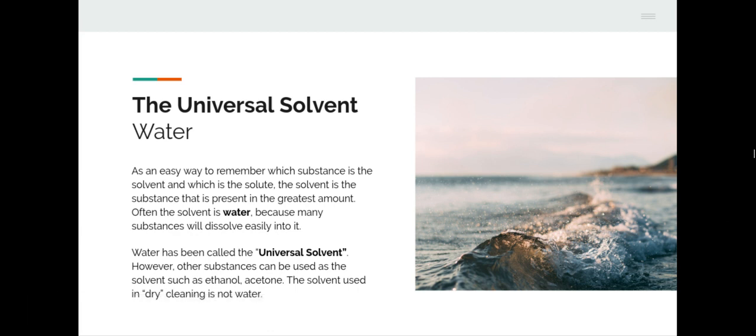Centuries ago, there were a whole bunch of scientists looking for this perfect solvent that would always dissolve everything, and they never quite came up with it. But the one that they kept using over and over and over again was water. So it's actually called the universal solvent these days. One thing that I think I mentioned before, but it's very important to remember, just an easy way to remember which substance is the solvent and which is the solute. The solvent is the substance that is present in the greatest amount. So there's more solvent than solute.